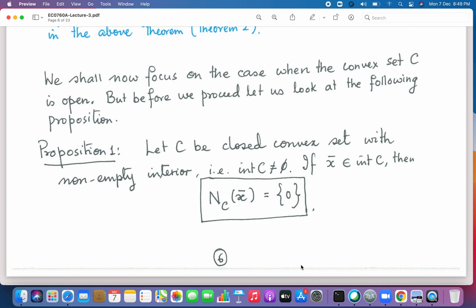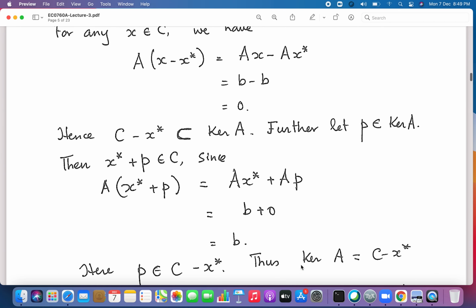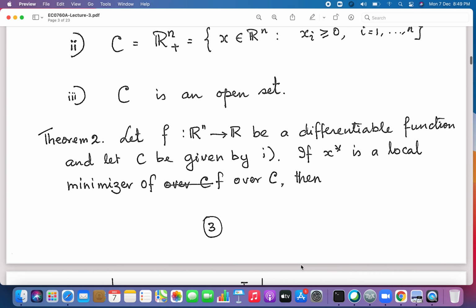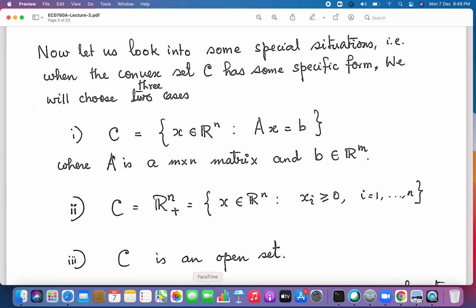We are now discussing optimality conditions for minimizing a differentiable function over a convex set. We have spoken about a specific structure in the last lecture, and today we are now taking up the case when C is an open set.